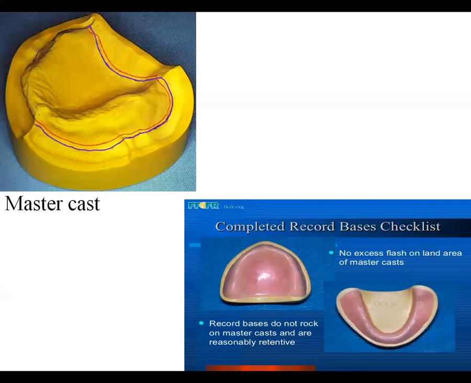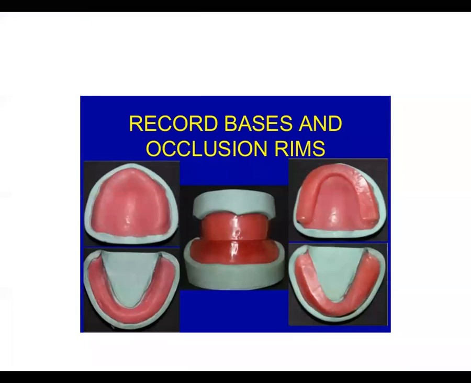Okay. After making your record bases, you prepare good wax occlusion rims. I am stressing the word occlusion rims. The correct word is occlusion rims: the fabrication of occlusion rims on record bases. Nicely, they have prepared a maxillary wax occlusion rim and a mandibular wax occlusion rim. So this is again your pre-clinical work. This is your lab work.